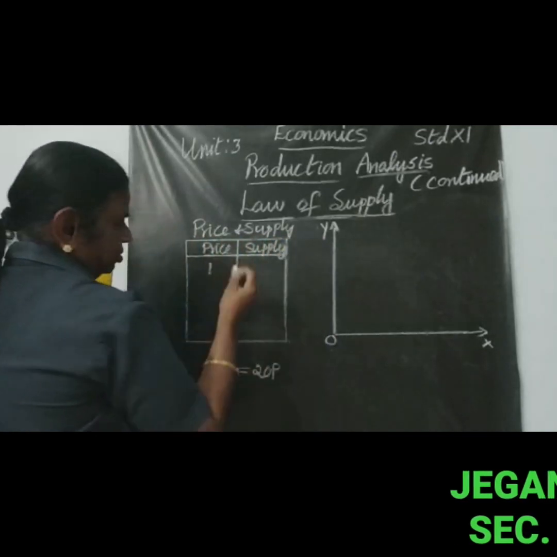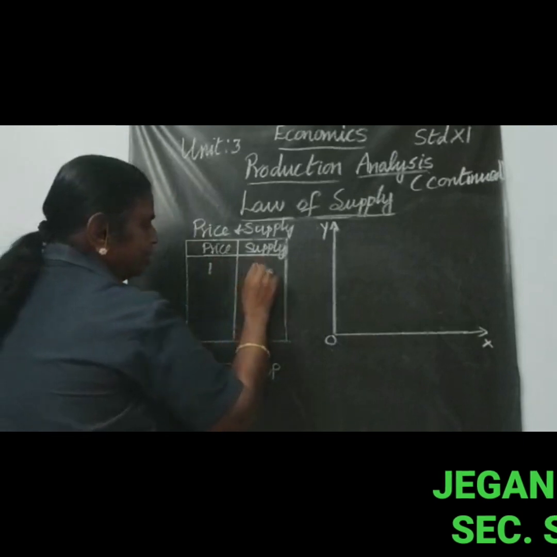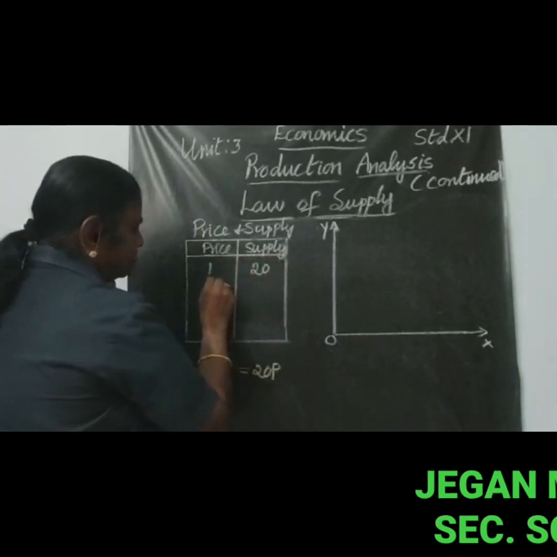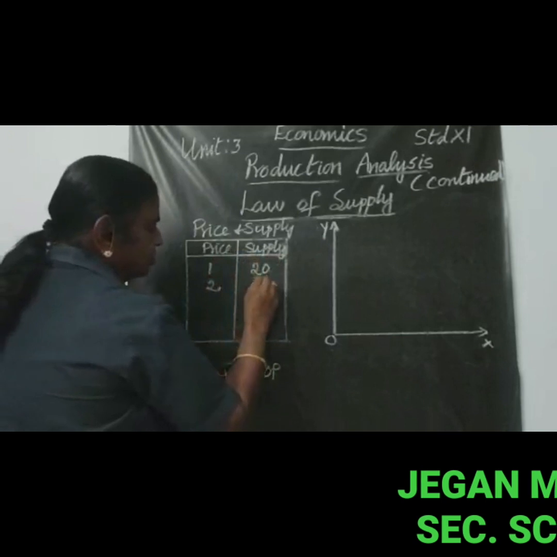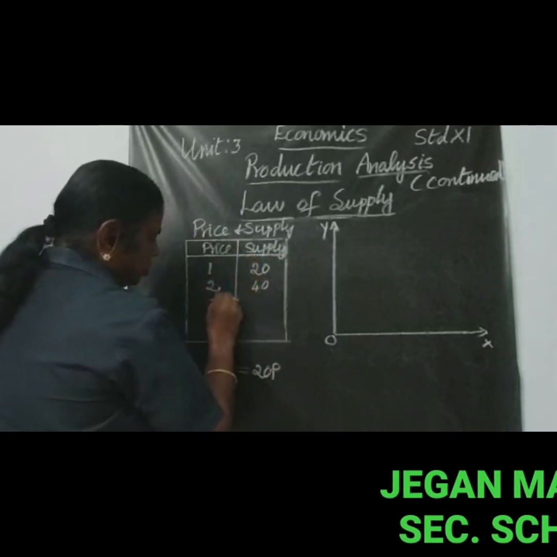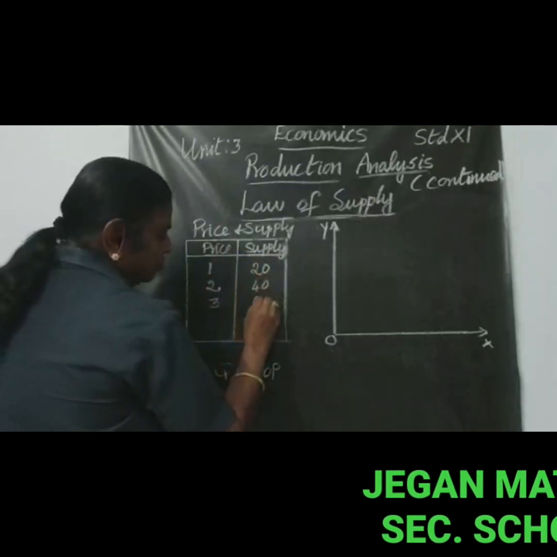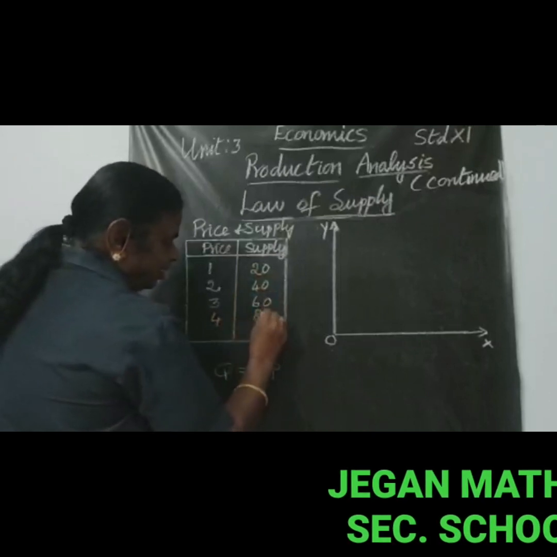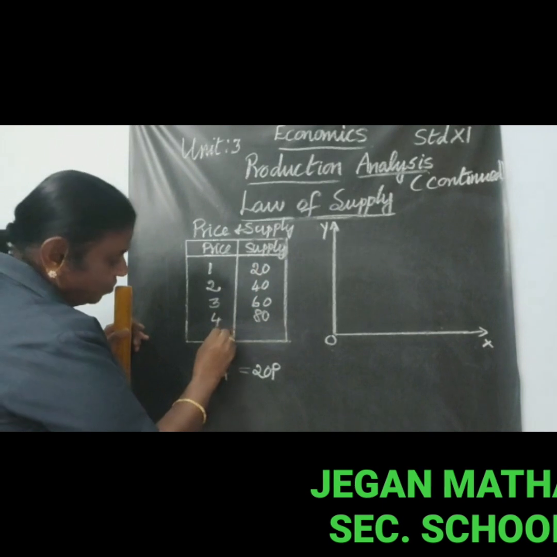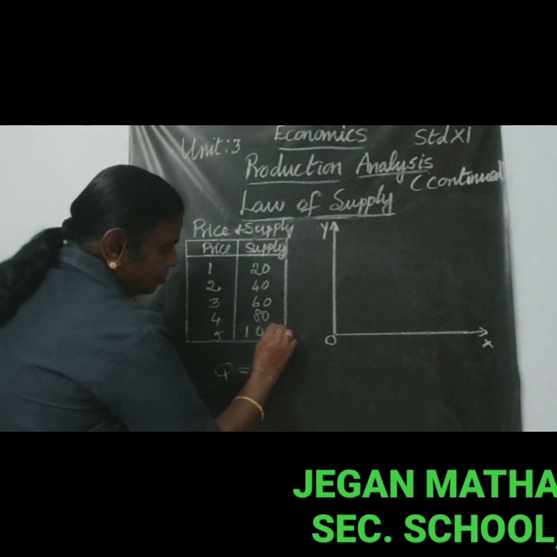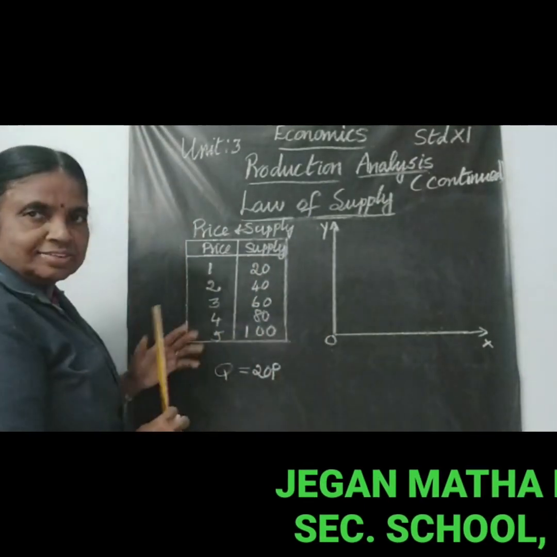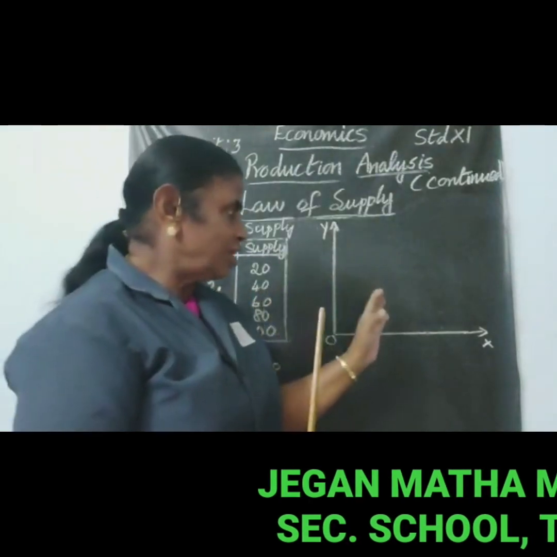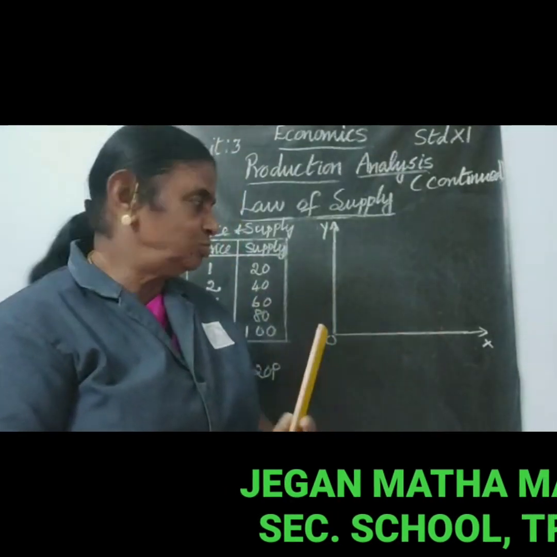So when the price is 1, supply is 20. When the price is 2, supply is 40. Price is 3 rupees, supply is 60. Price is 4, supply is 80. And the price is 5, supply goes to 100. And this table can be applied in the diagram too.